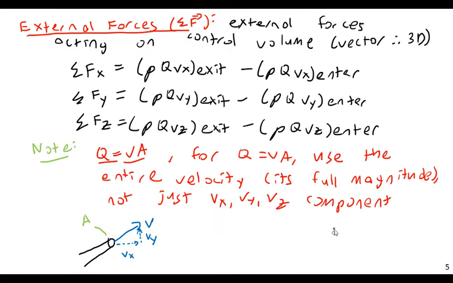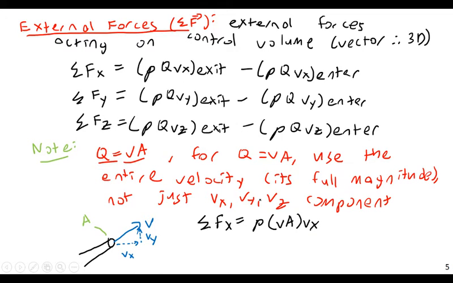Basically how I would handle this is, again, for this Q right here, we're going to use the full VA. So I would end up with the summation of forces in the x direction equal to rho VA times Vx. Notice I had a Q here, but for this Q, I need to use the entire velocity. Yes, we do need to take into account the fact that not everything is flowing in the x direction, but this Vx takes care of that. We don't need to do it twice.